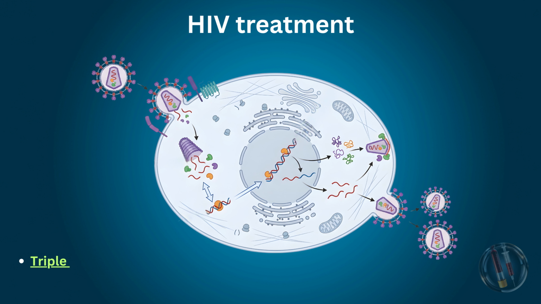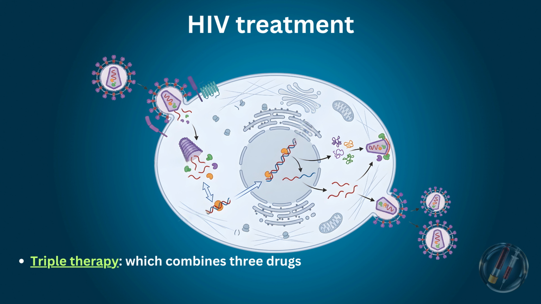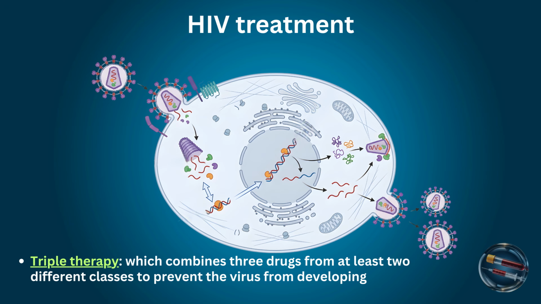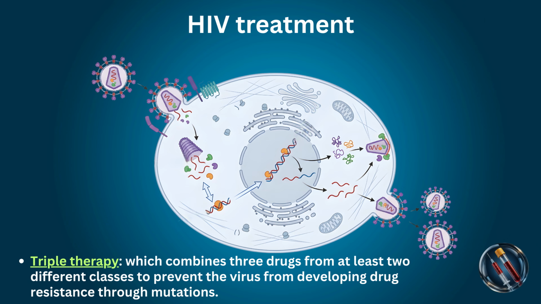The gold standard regimen for a newly diagnosed patient is triple therapy, which combines three drugs from at least two different classes to prevent the virus from developing drug resistance through mutations. Structurally, this standard algorithm combines a dual nucleoside reverse transcriptase inhibitor backbone with a highly potent anchor drug, ideally an integrase strand transfer inhibitor. Let's look at the primary drug families and their mechanisms.